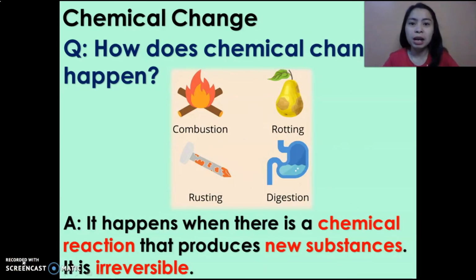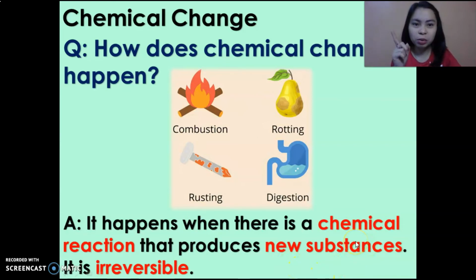Okay. Another type of change in matter is chemical change. Chemical change. Can you say it with me? Good. Okay, so our question is, how does chemical change happen? How does chemical change happen? Okay, the answer is, it happens when there is a chemical reaction that produces new substances.